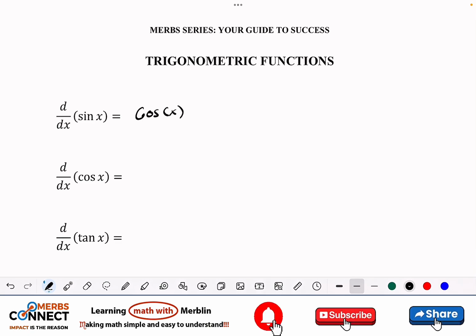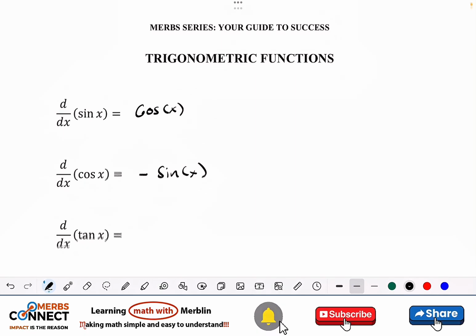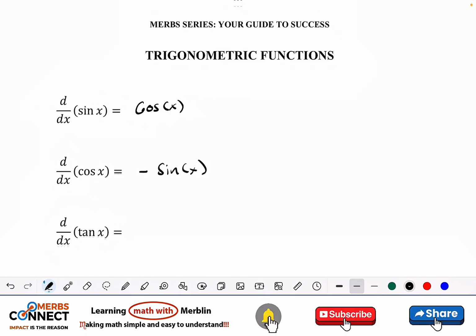And I gave you one example to solve. If I've done it in that video, you will see that when you differentiate a trig function, you're going to get minus sine x. For us to prove this one, we need to use the limit definition.